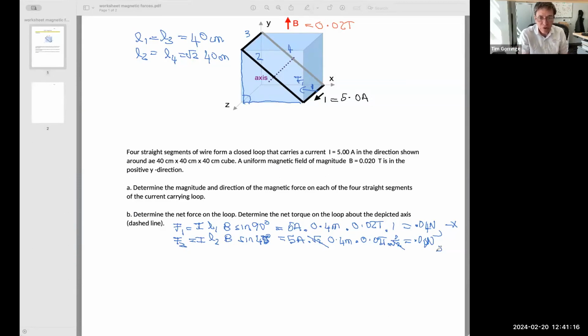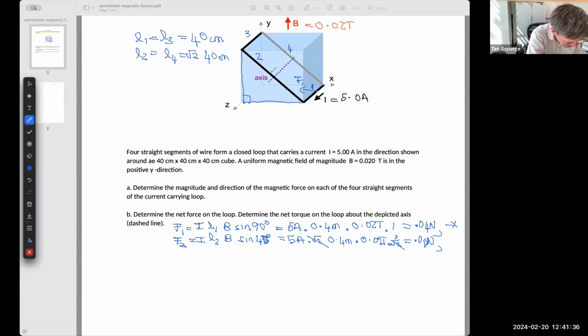We can figure out the direction of the force by the right-hand rule. Again, this is not going to make sense on the video. We're going to point the palm of our hand in the direction of the current, so that's from the bottom right corner to the top left corner. We're going to curl our fingers in the direction of the magnetic field, that's up. My thumb is pointing in towards the screen. And so this is F2. The Z direction is out of the screen, so F2 is in the minus Z direction.